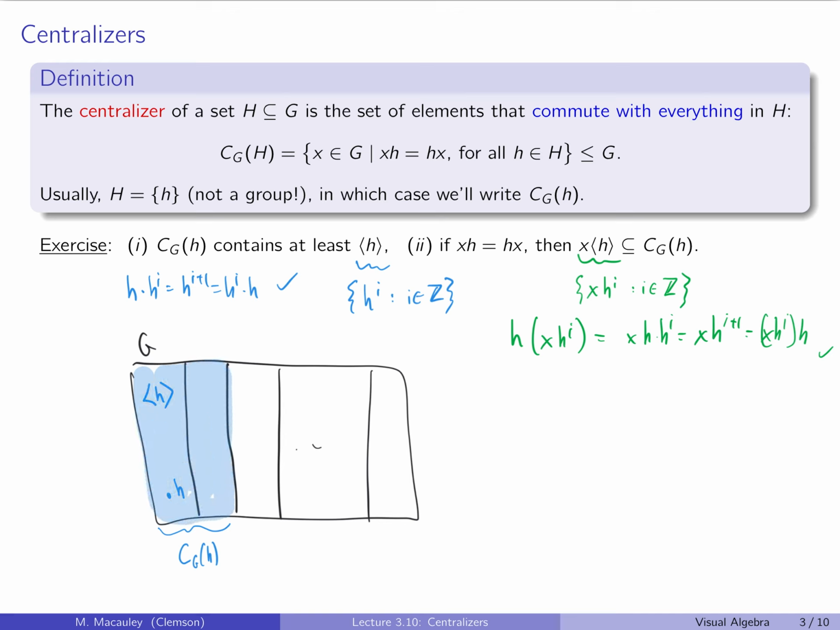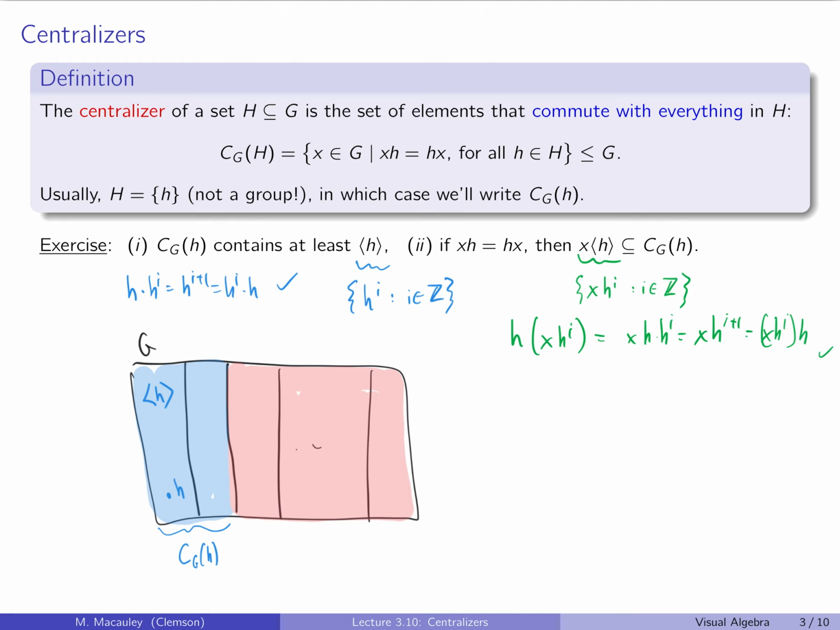And the cosets that are not in the centralizer, I will color those red. So I guess it's a little bit different. It's because my red-blue is not exactly whether or not left cosets or right cosets, but they're with respect to this new definition of the centralizer.